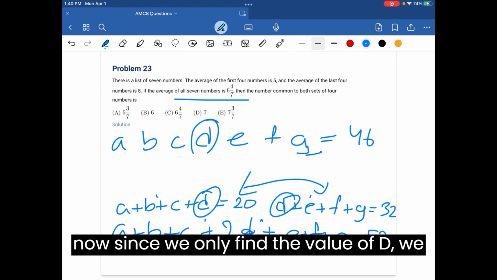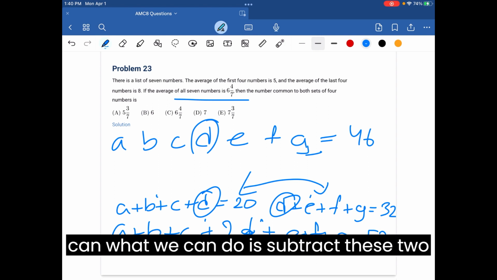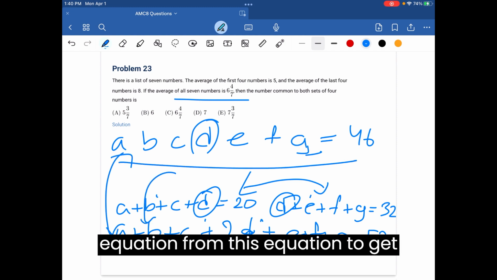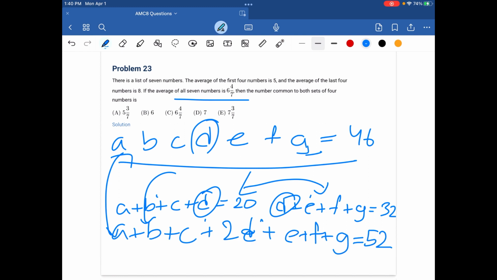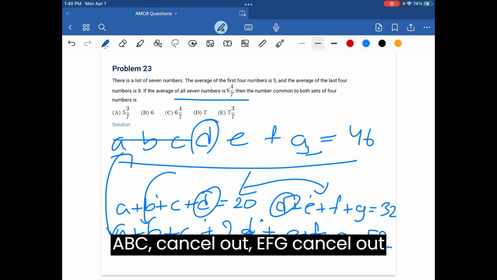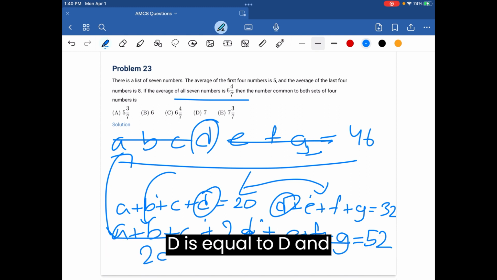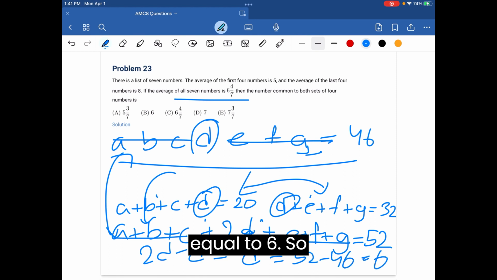Okay, now since we only want to find the value of D, what we can do is subtract these two equations. So we can subtract this equation from this equation to get A, B, C cancel out, E, F, G cancel out, and only the D is remaining, so 2D minus D is equal to D, and then 52 minus 46 is equal to 6. So our answer is 6, B.